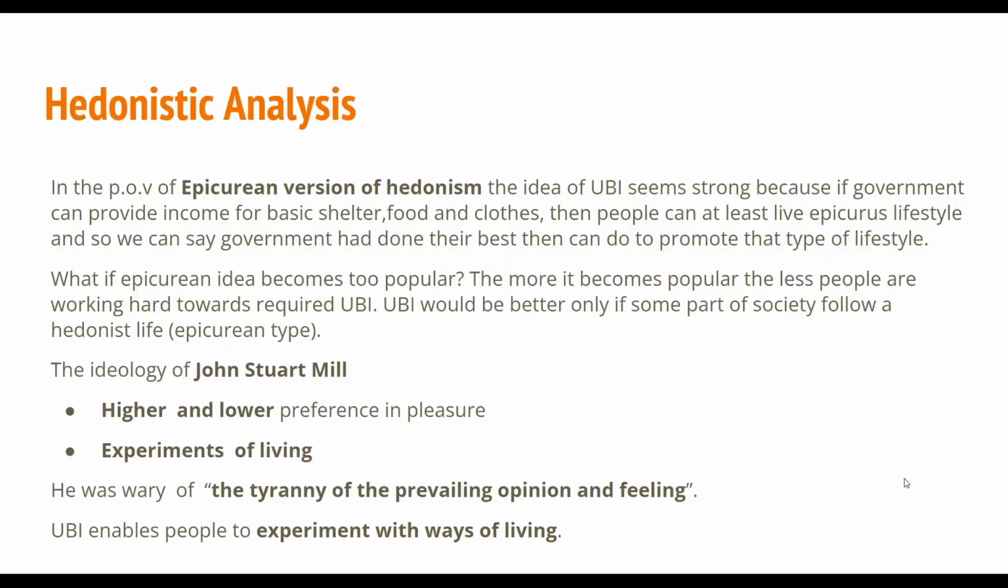Thus, it would be best if only some portion of the population pursued a hedonistic lifestyle, while the rest of the population continued to work hard. Let us also talk about John Stuart Mill.